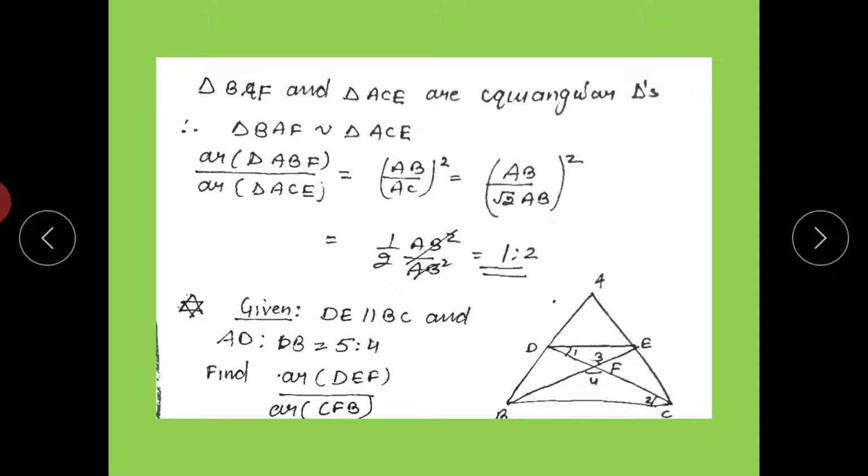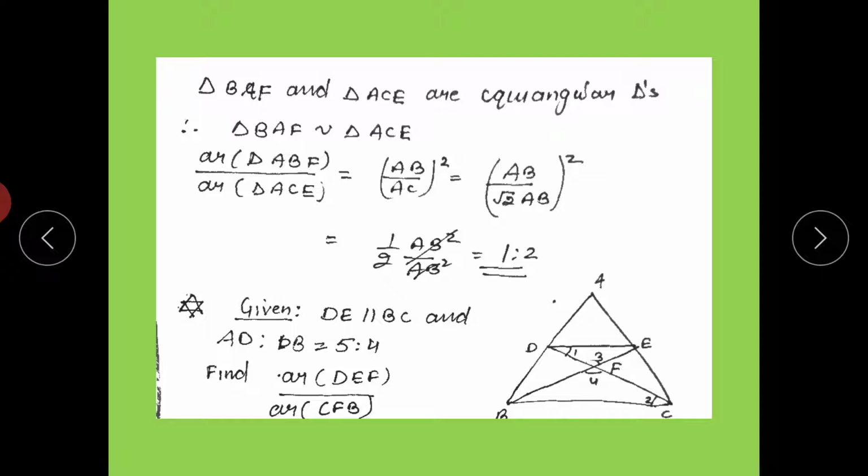In a square, how are you going to find the diagonal? The diagonal is equal to root 2 multiplied by its side. This can be found with the help of the Pythagoras theorem.